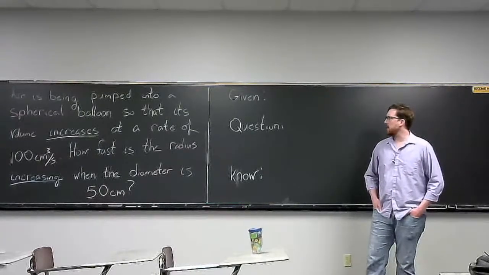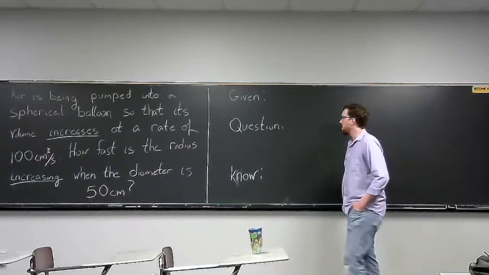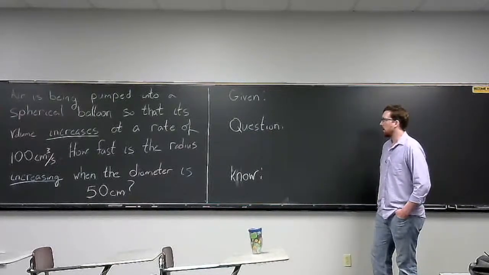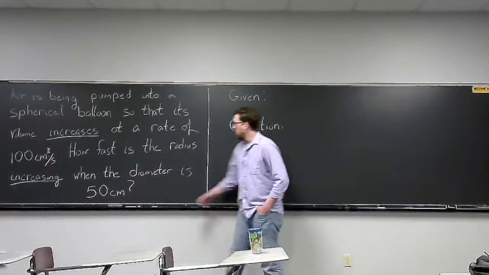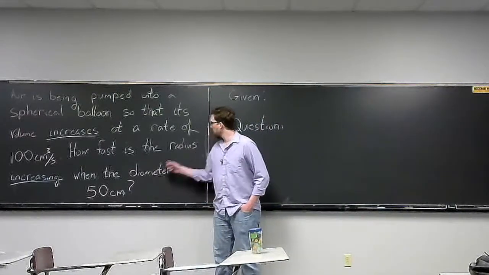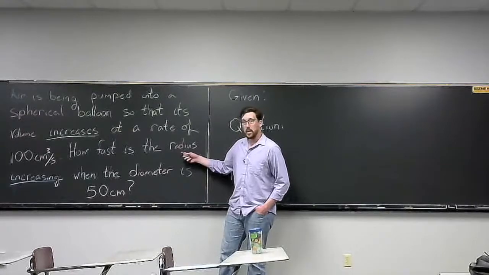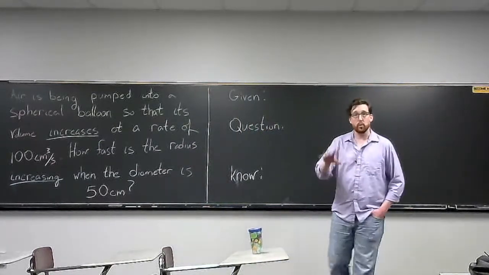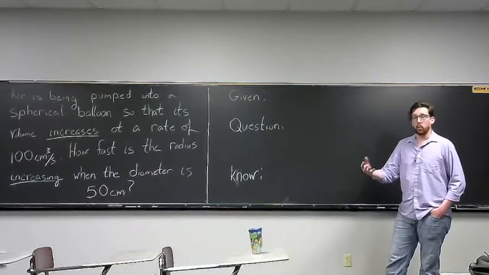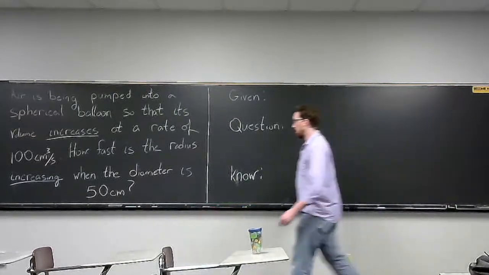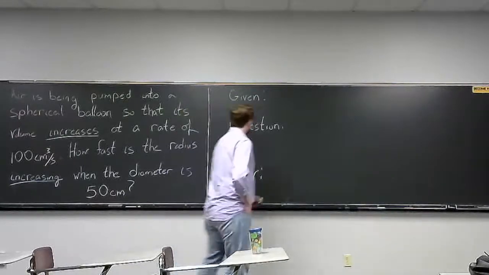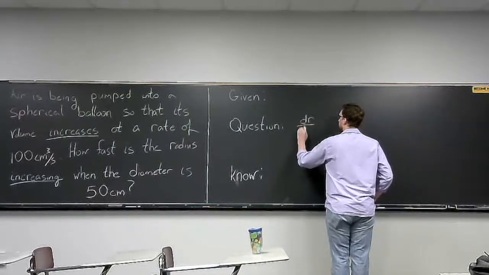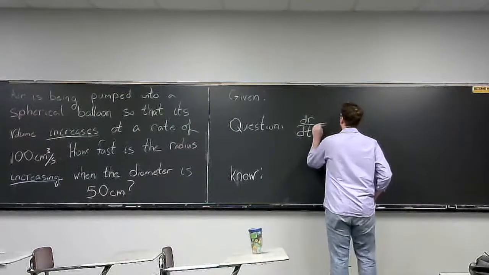Okay, let's break down this question. Let's start first by answering what the question's even asking us. Well, the question is asking us what the rate of increase is in the radius, right? So it's asking us to find dr/dt, the derivative of the radius with respect to time. So the question is, what is dr/dt?